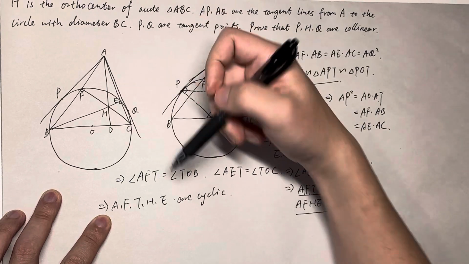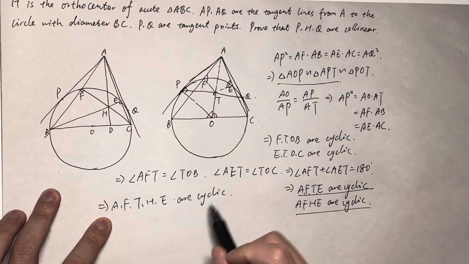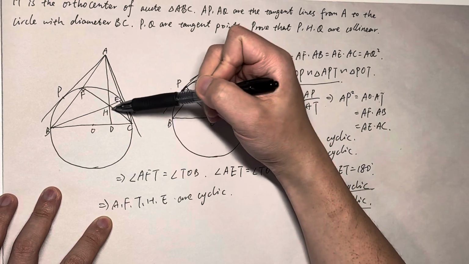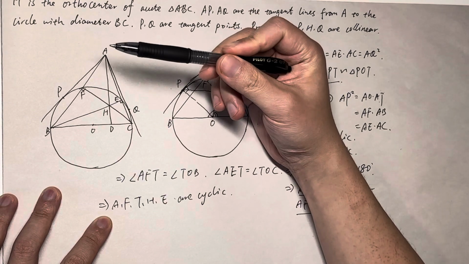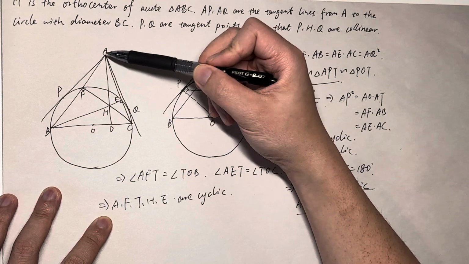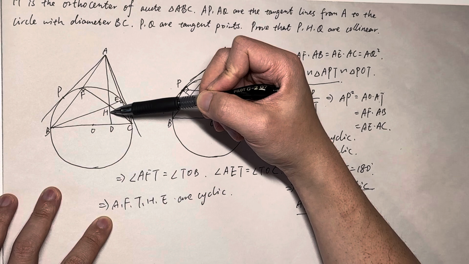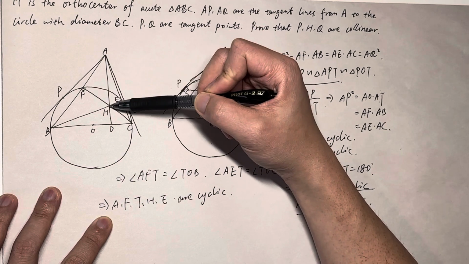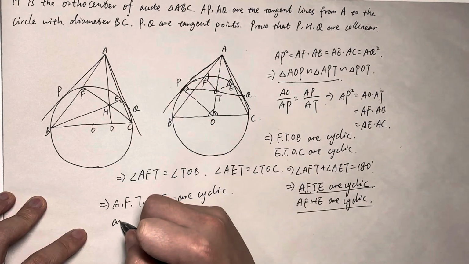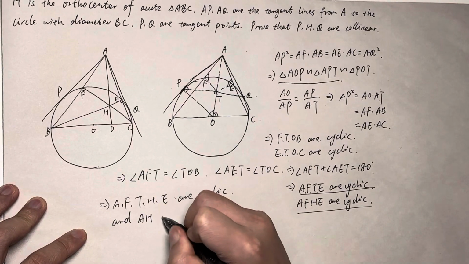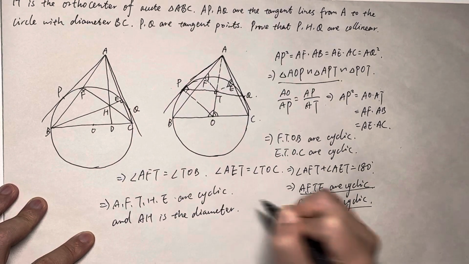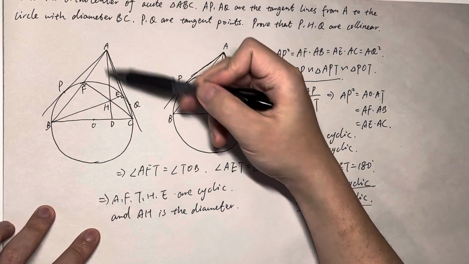And now think about this circle, because they are cyclic, right? So the circumcircle of AFTHE has a diameter of AH, right? Because the circumference angle of chord AH is angle AFH, which is 90 degrees, which means that AH is a diameter. Right, AH is the diameter.